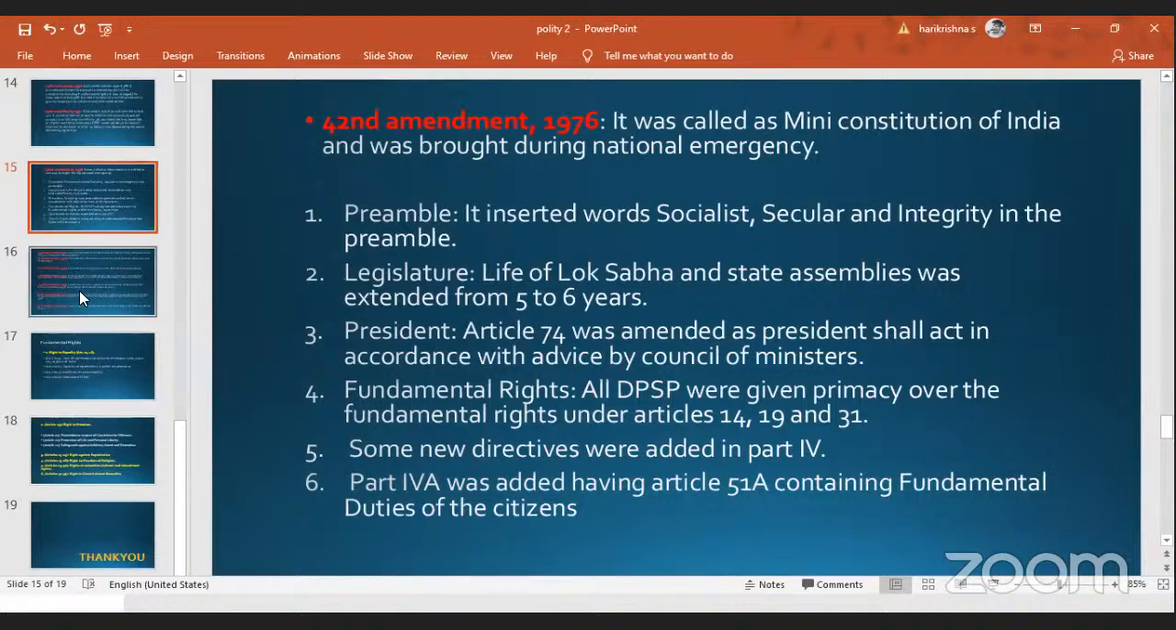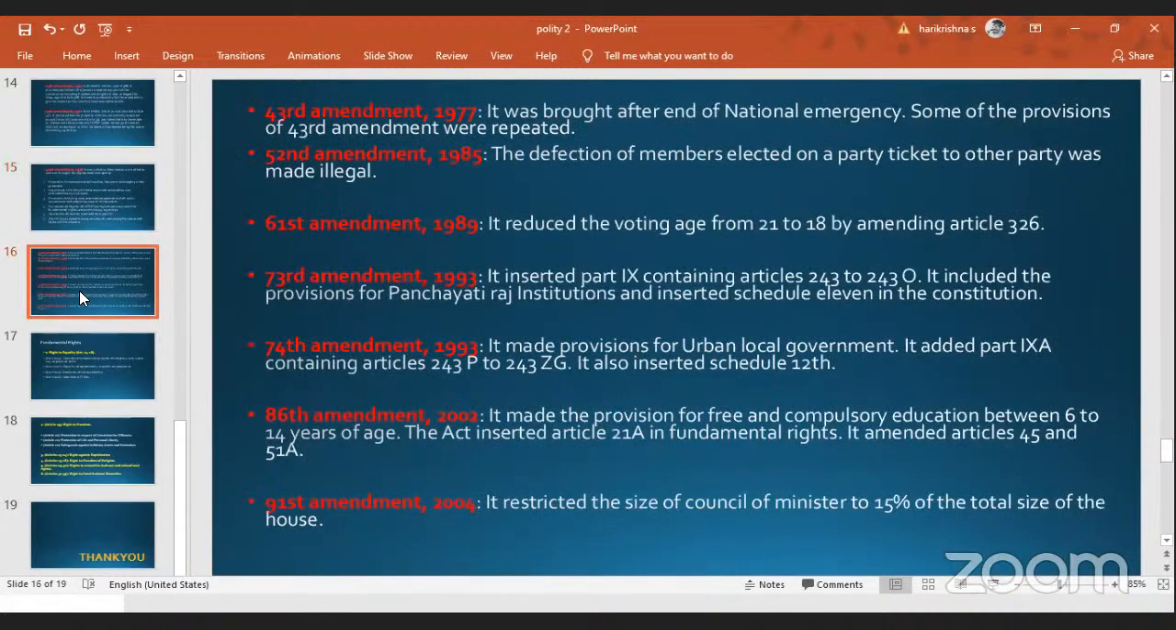Okay, then the rest of the things. The 43rd amendment, in 1977, was adopted after the emergency period. Then the 52nd amendment, in 1985, by which defection from party tickets to other parties was made illegal. Then the 61st amendment, which is very important, 61st amendment 1989. What was it? It reduced the voting age from 21 to 18 by amending article 326.